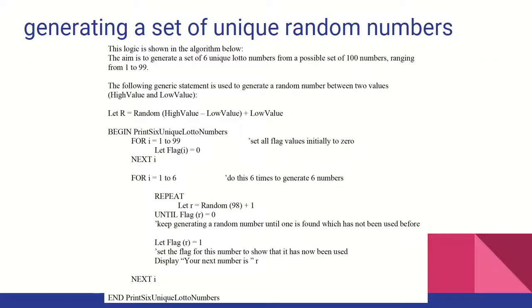We want to separate or generate some random numbers. So 6 unique lotto numbers from a possible set of 100. Ooh, that's a lot of numbers.